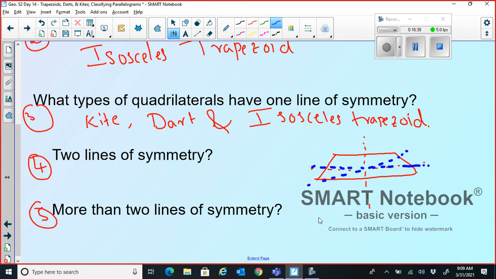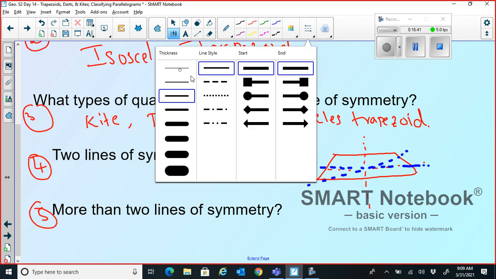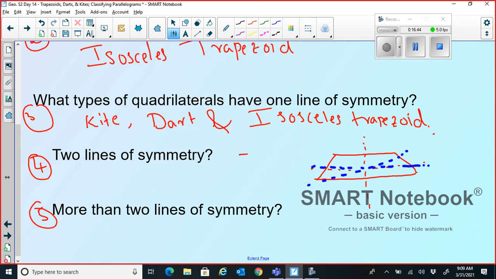Like if you were to take a rectangle, right? Let's try with rectangle. You can find two lines of symmetry. If I were to take rectangle, this is one line of symmetry and this is the other line of symmetry. Both are mirror images of one another. So rectangle is an example. Try to see if there are others apart from that. I just gave one example.